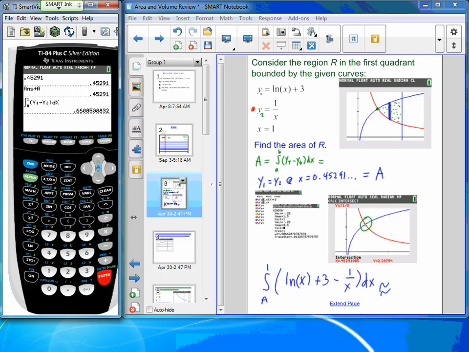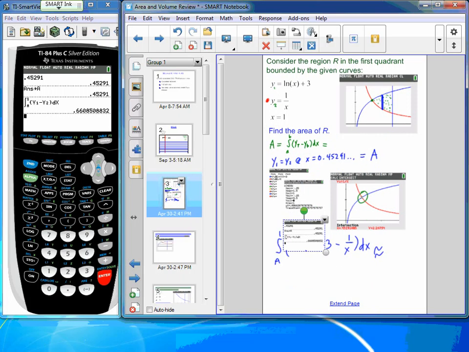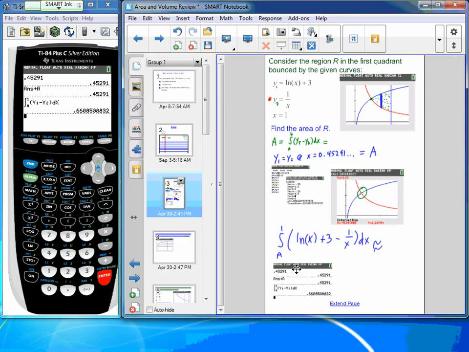Voila! I'm getting about 0.661. Is that what you guys are getting? 0.661? Yay! Math works. Make sure that you don't lose your answer after doing all your calculus. 0.661 would be correct in 3 places. Awesome. What questions do you have about your area?